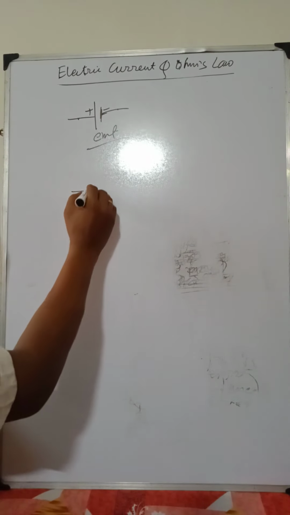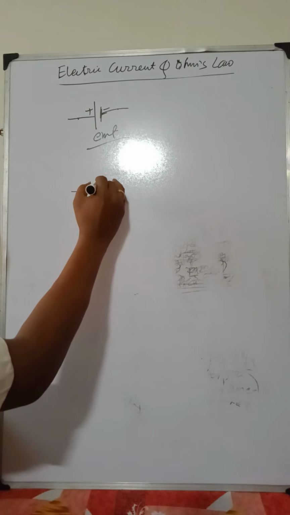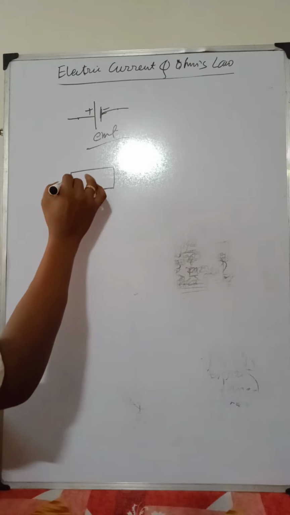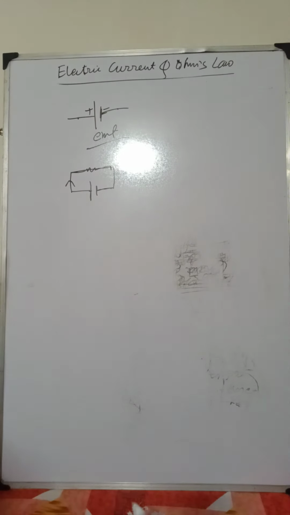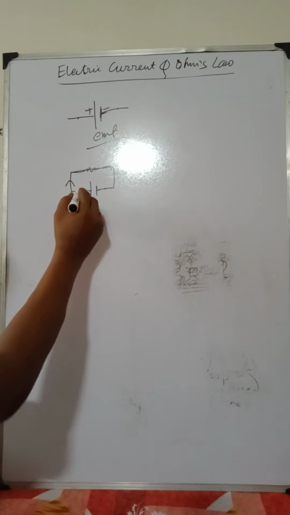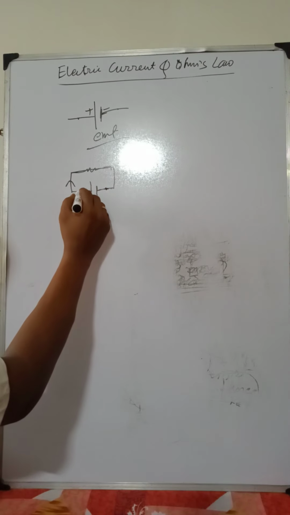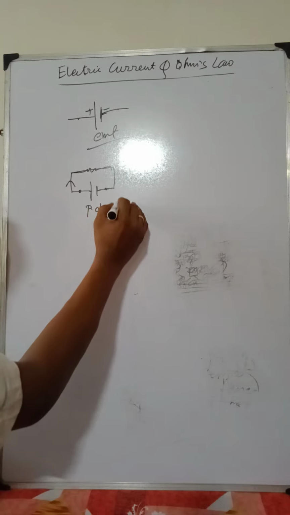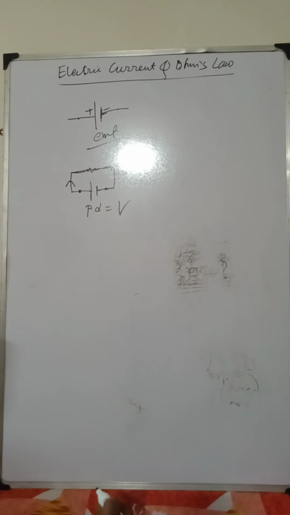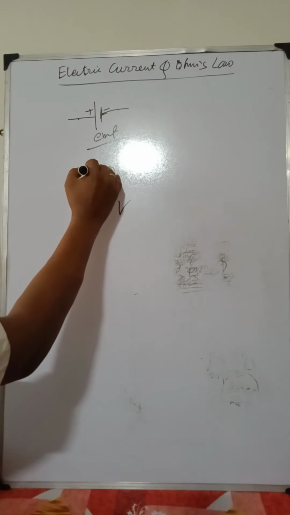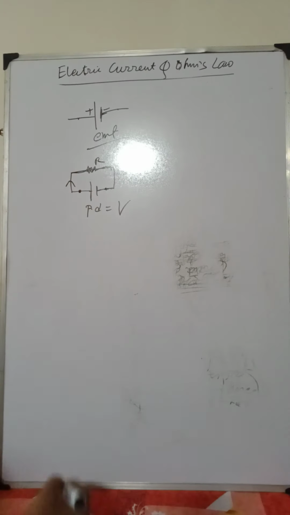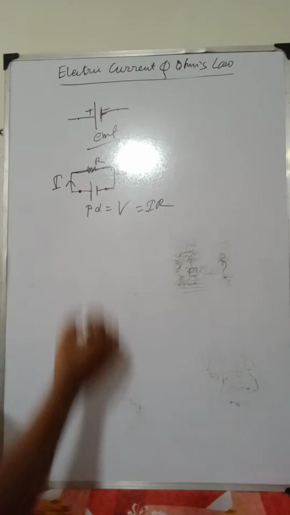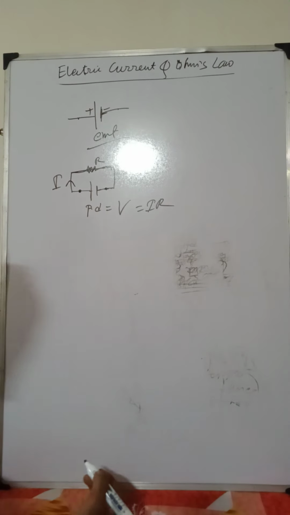Now, if we connect these two terminals of the battery through a wire, we can see current flow through the wire, and there is some resistance. Suppose at that time, the potential difference between these 2 points is called the potential difference, PD, and it is denoted by V. Now see, it is a load resistance, suppose R. So V equals what? V equals IR, if current I flows.